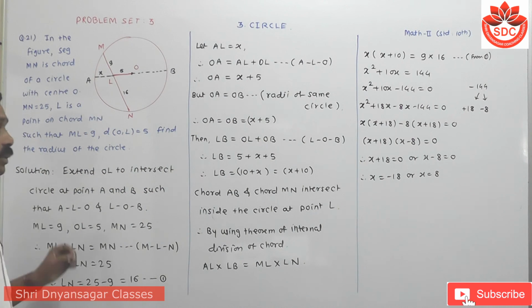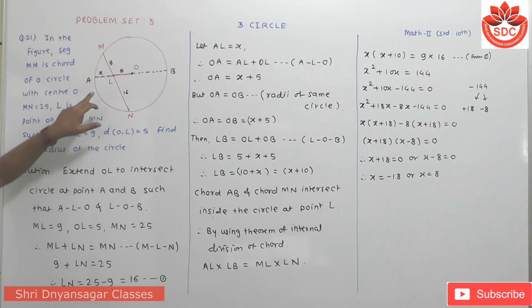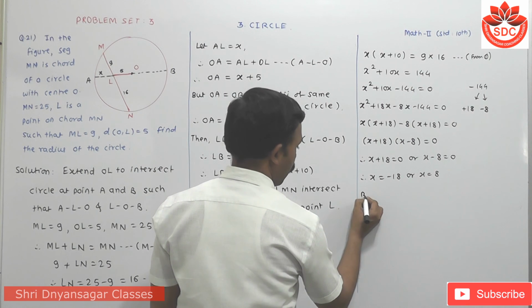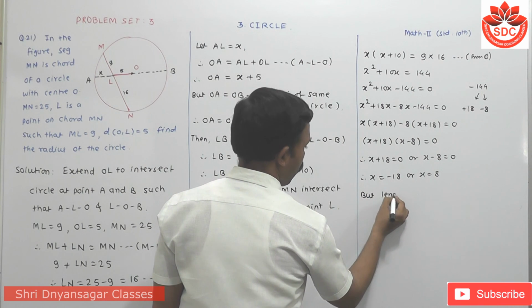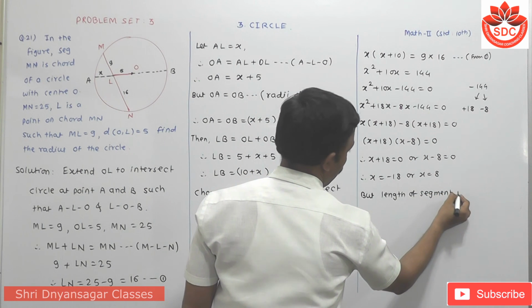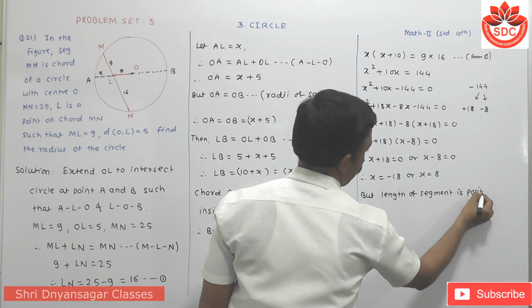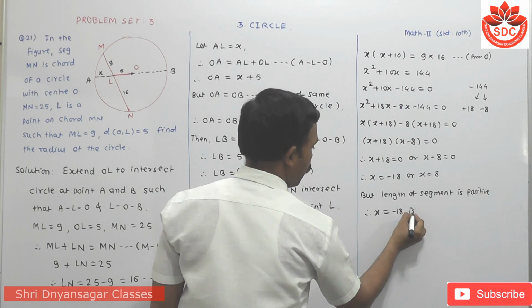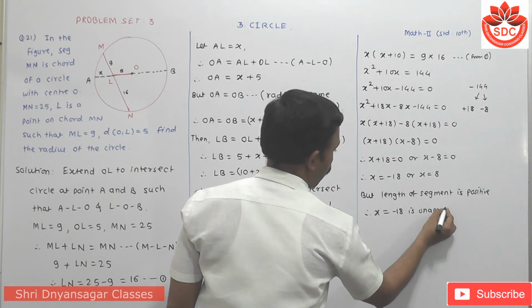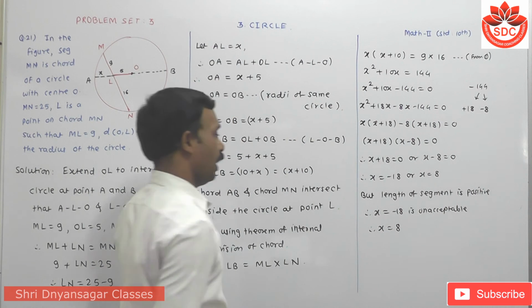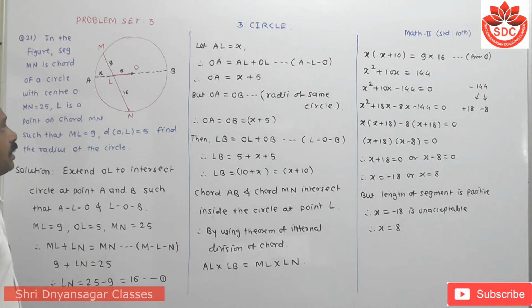Now x is equal to minus 18 is not acceptable, because x is a distance, and distance is always a positive number. The length of a segment is positive. Therefore x is equal to minus 18 is unacceptable. Therefore x is equal to how much? 8. The value of x is 8 here.